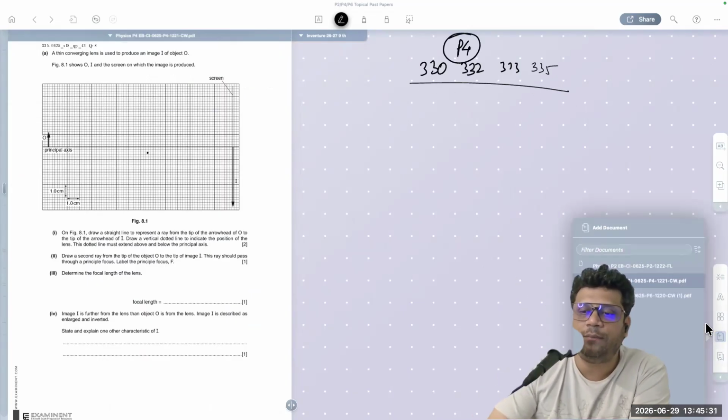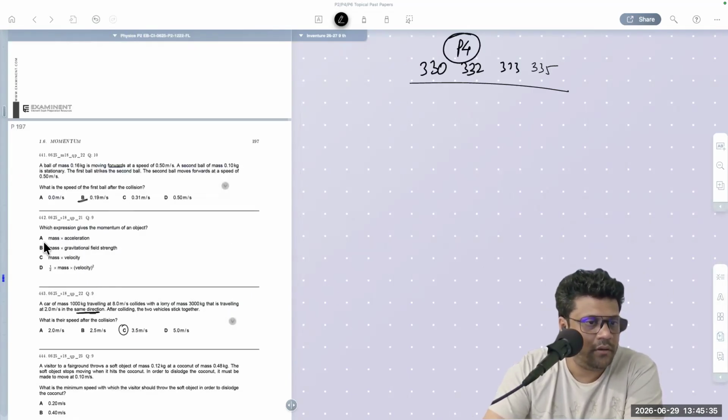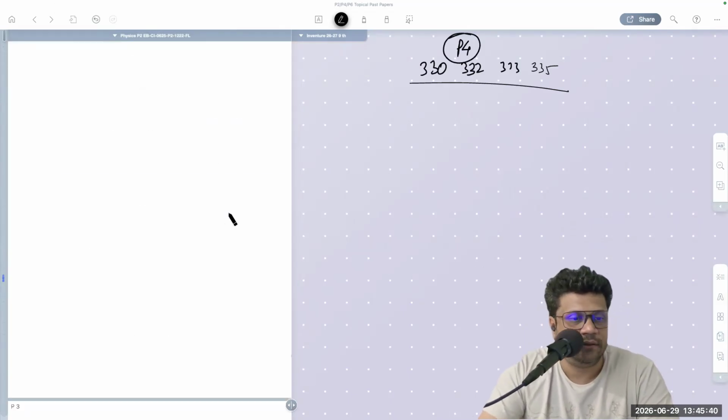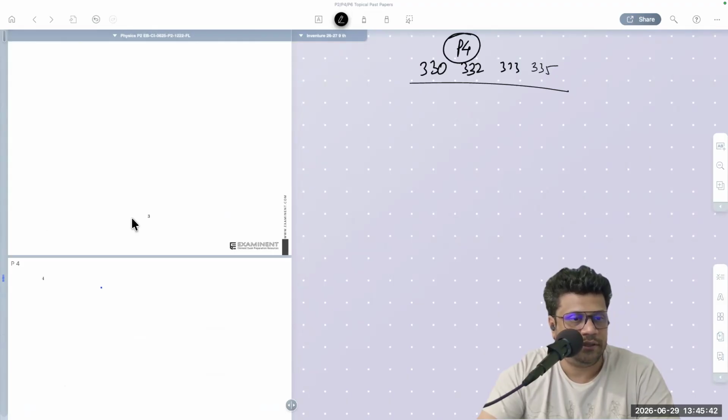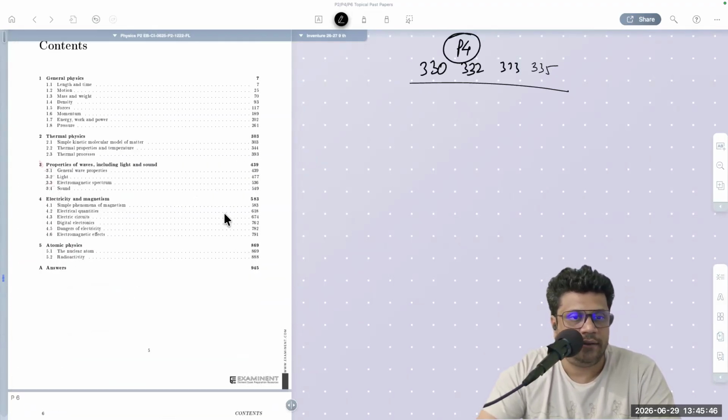Now we're going to do some P2 questions. Let's see what kind of P2 question can be created with these rules, the three rules that we have been talking about. Light, 477 on the P2 book.